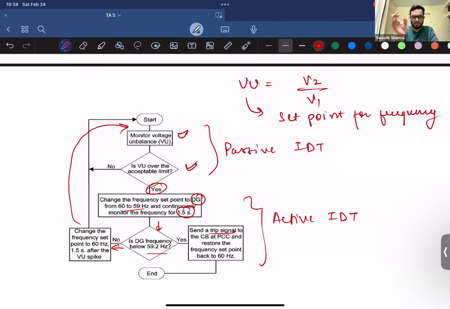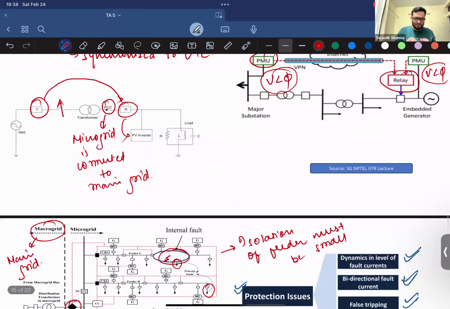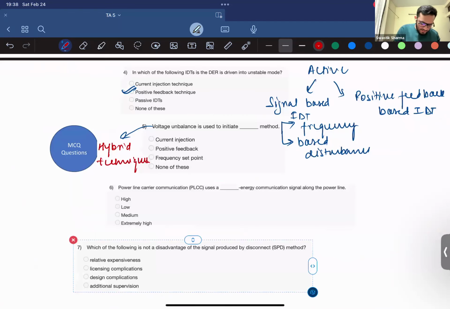So what is the set point frequency? Let's say our IBR is working, there is an inverter connected to our DG, right? So what we do is we change the set point of this inverter. We tell the inverter to operate at 60 hertz, but we deliberately change it to 59 hertz. That's what the active islanding detection technique does, right? We change the frequency to tell if unstable operation is occurring or not. So now tell me, what was the voltage unbalance used for? It was used to initiate the frequency set point method, right?